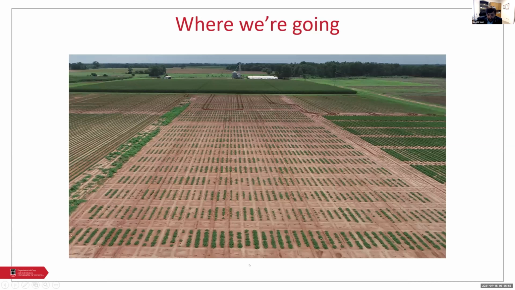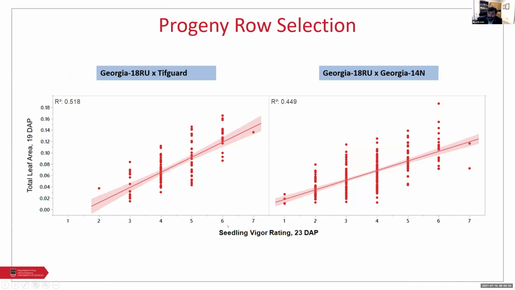I feel like we've validated this pretty well in our replicated yield trial. And so my next step is to validate using these methods of selection in progenies in nurseries. So this year I've got some F3 progeny rows growing in the field. There are crosses between Georgia 18RU and TifGuard and Georgia 18RU with Georgia 14N.